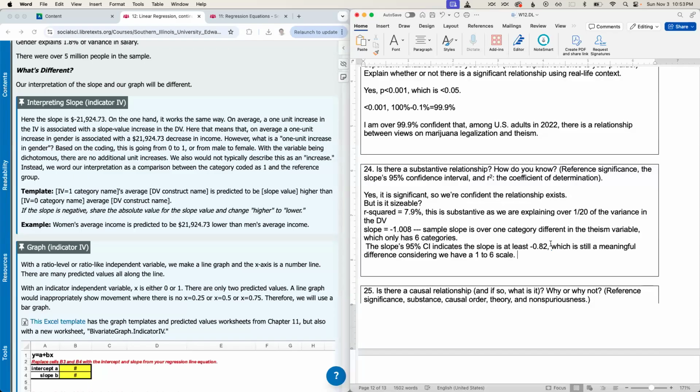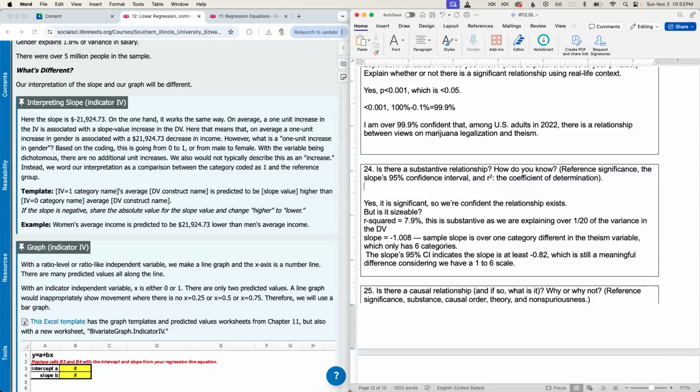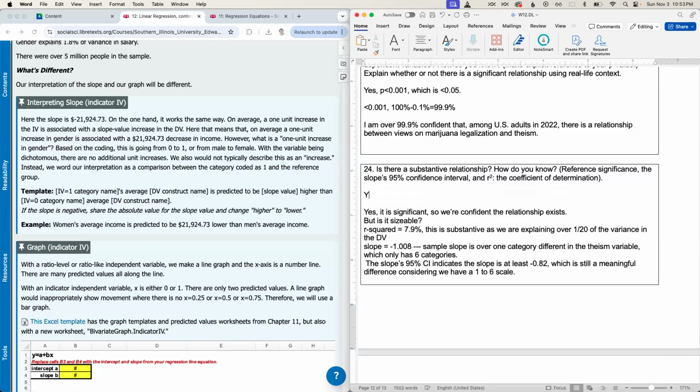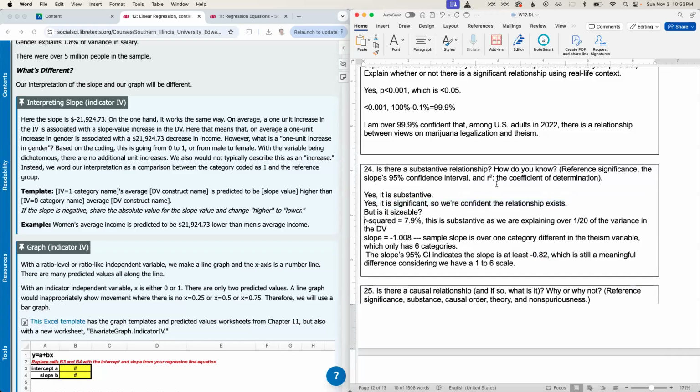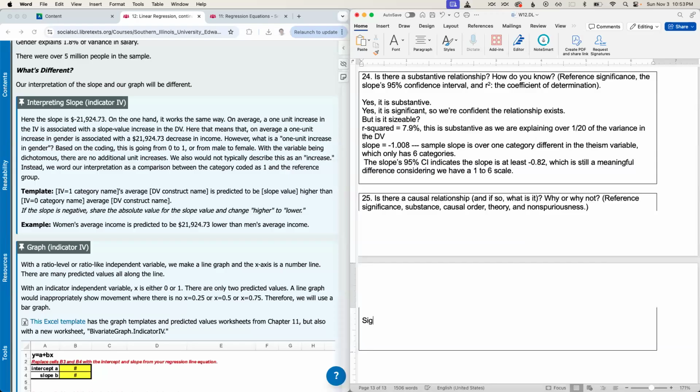So we're at least 3/4 of a unit different out of just the 1 to 6 qualitative ordinal categories. So I'm going to say yes, it is substantive. Because we said the relationship exists. We said that there's enough explained variance, and the slope, including considering its confidence interval, is also big enough. So is there a causal relationship? We said it is significant. We said it is substantive.